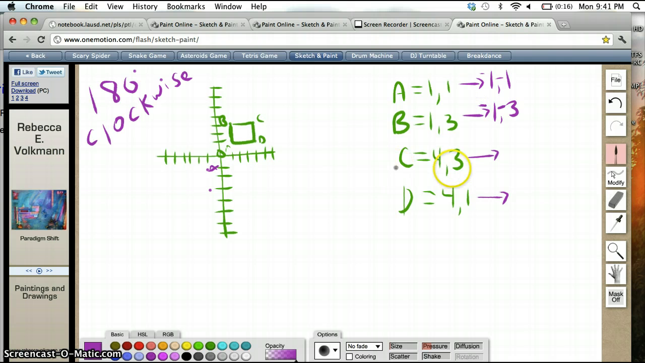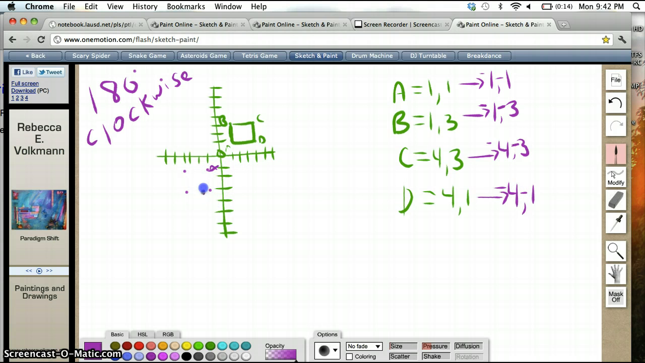Now for our C point, we've got 4 and 3. And again, for 180 degrees, we keep our X and Y the same. So we're going to go 4, 3. And we're going to go over 4 because we want to do 2 quadrants. So we're going to go over 4, down 3. And again, those are both negative. So let's go ahead and add in our negatives. And then finally, D is 4, 1, 180 degrees. You keep your X and Y the same. So 4, 1. You're going to go over 4, down 1. That is your new D point. Again, those are both negative, so let's add in our negatives.